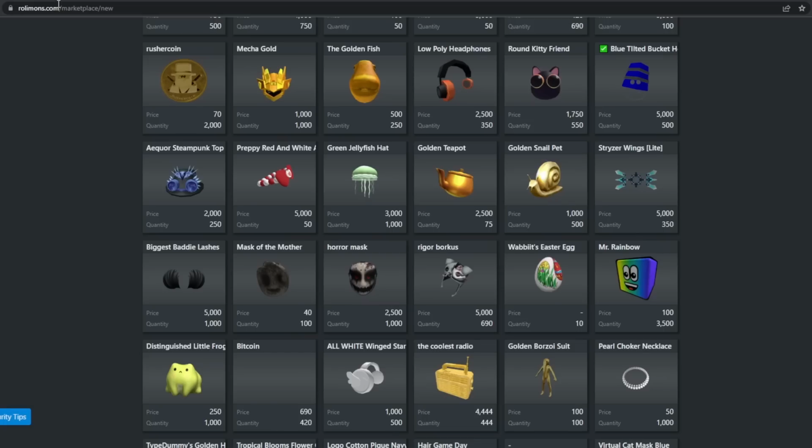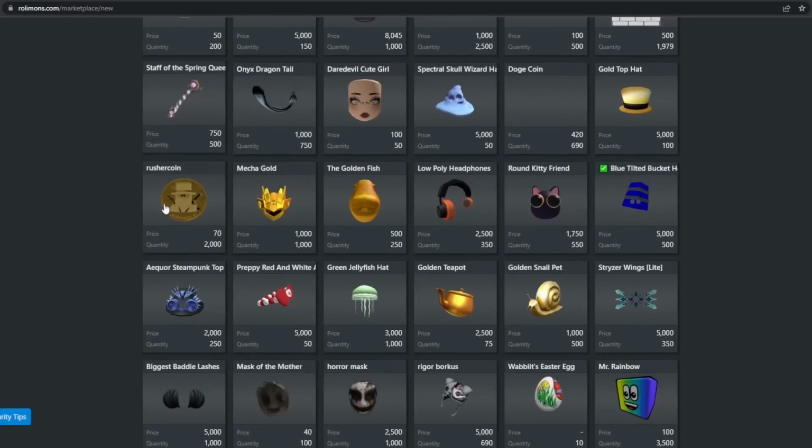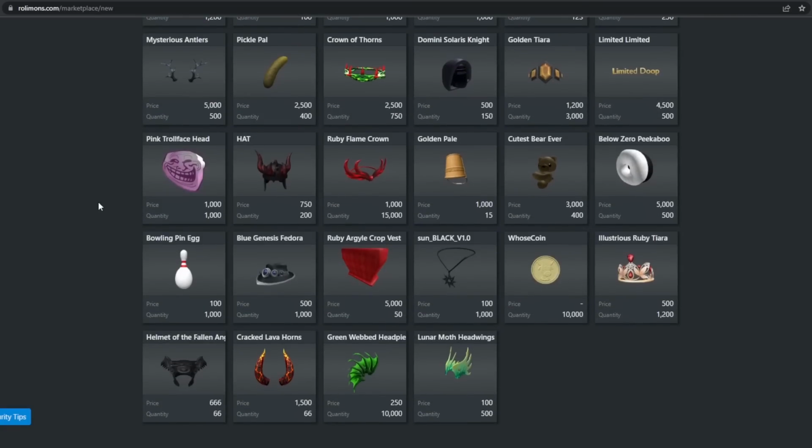And honestly, I don't see the point in buying these. There's just a bunch of spammed items coming out, and they're just bad. They're honestly just awful.